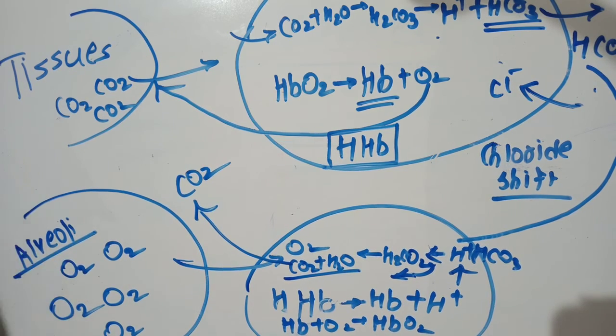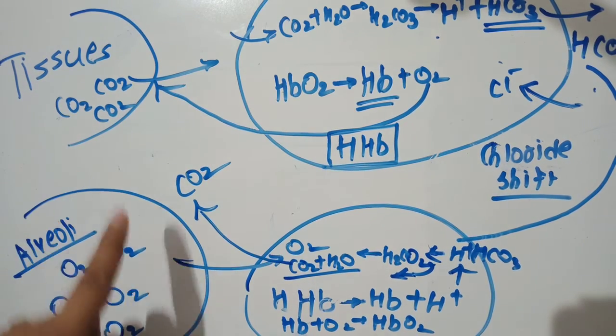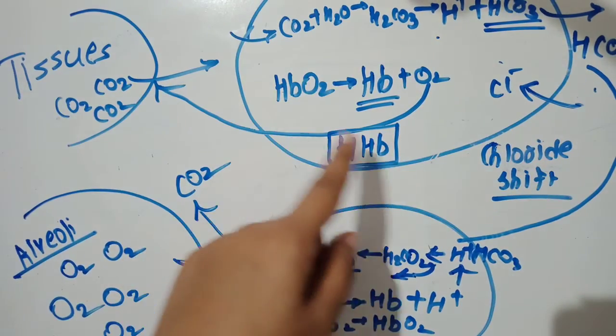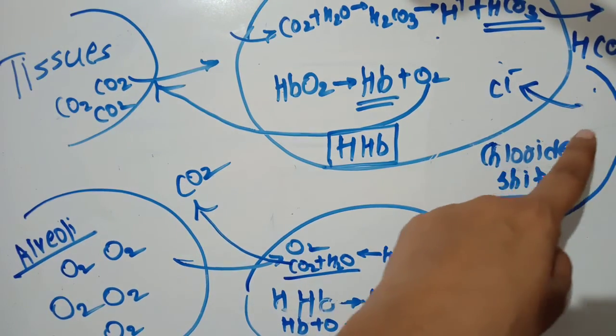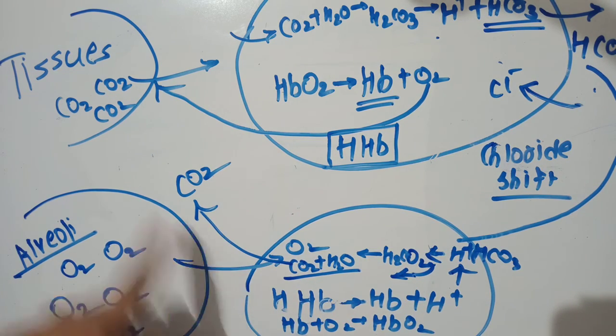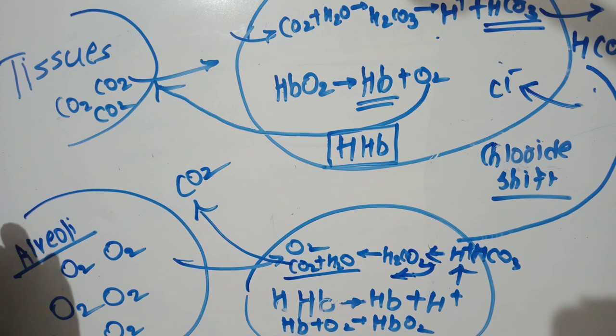This is the balance: the tissues and the alveoli. The cells coming from the alveoli supply oxygen to the tissues, and they carry this impure blood that contains HCO3 minus, which helps to expel all this carbon dioxide through exhalation. So these things happen.